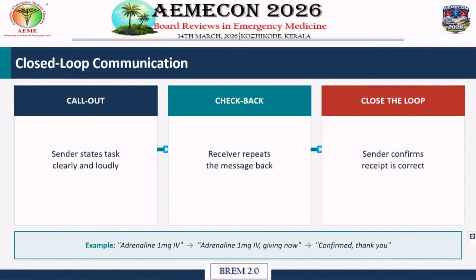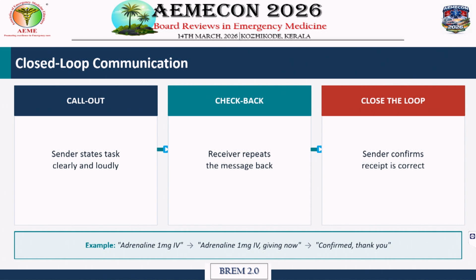Very important, very small but usually skipped step is closed loop communication. Closed loop communication requires the sender to clearly state the task. It requires the receiver to repeat back that I have understood the task, and then the sender confirms that yes, whatever I tried to convey was truly conveyed to my receiver or not.